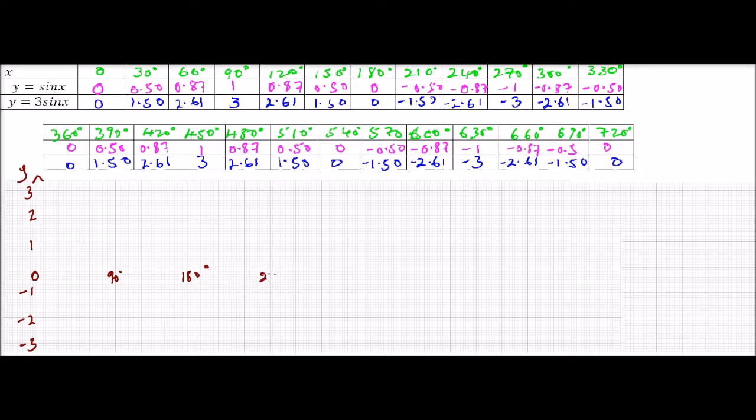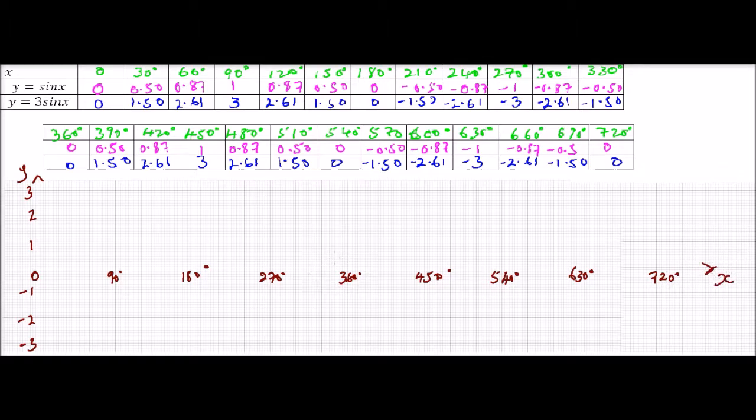We have 270, 360, 450 degrees, 540, 630, and from there we have 720. So this is our x-axis.